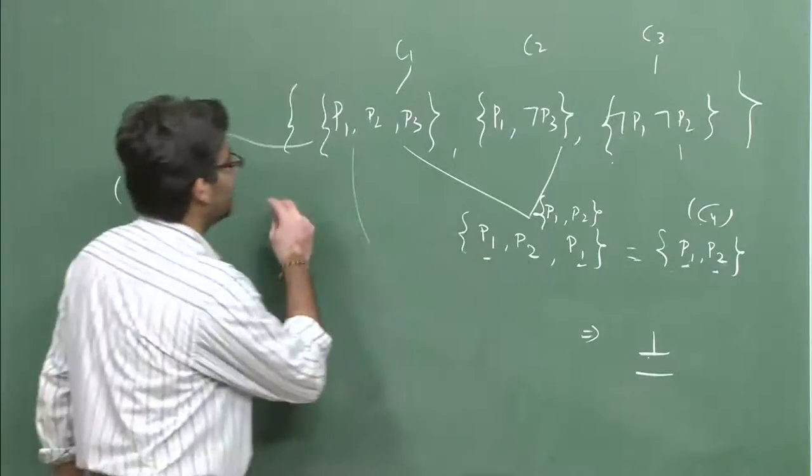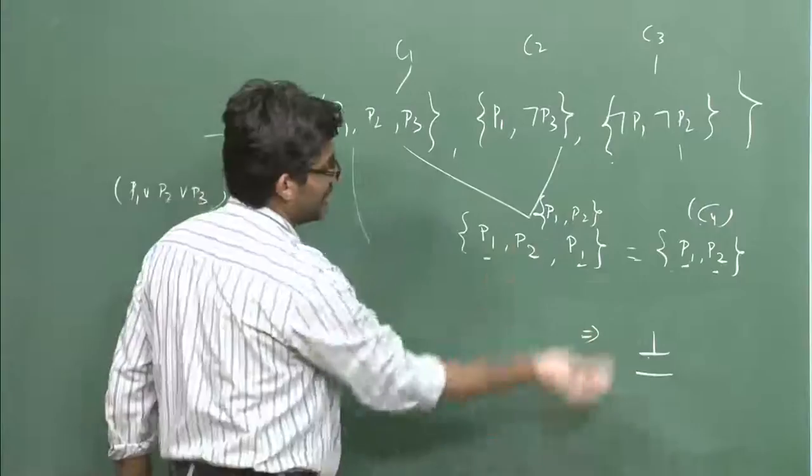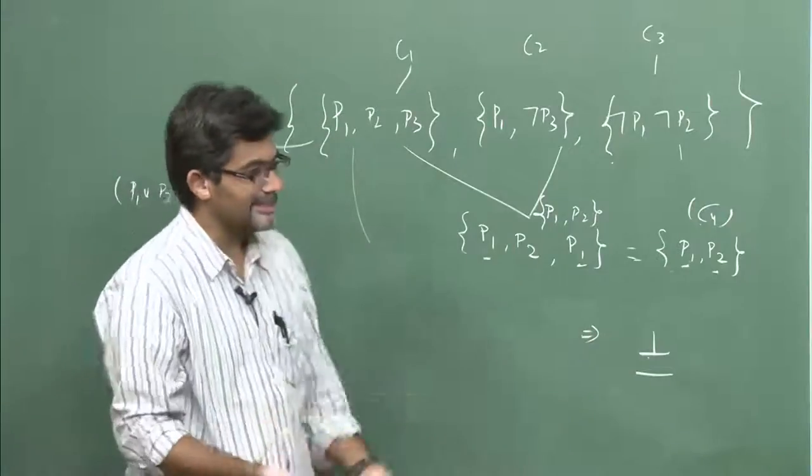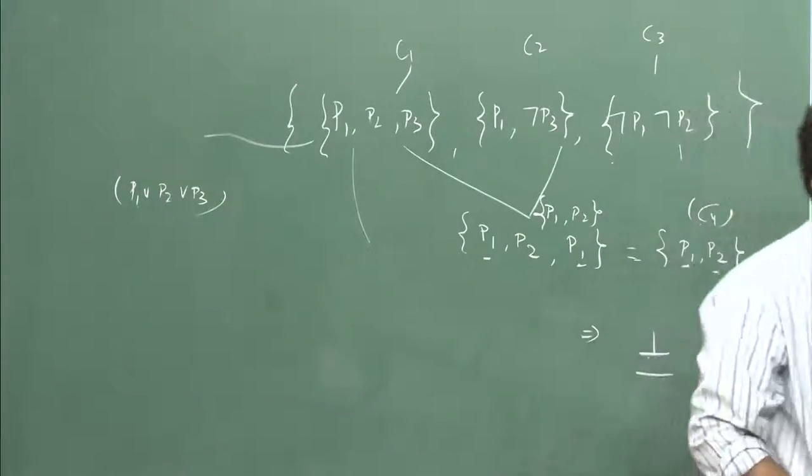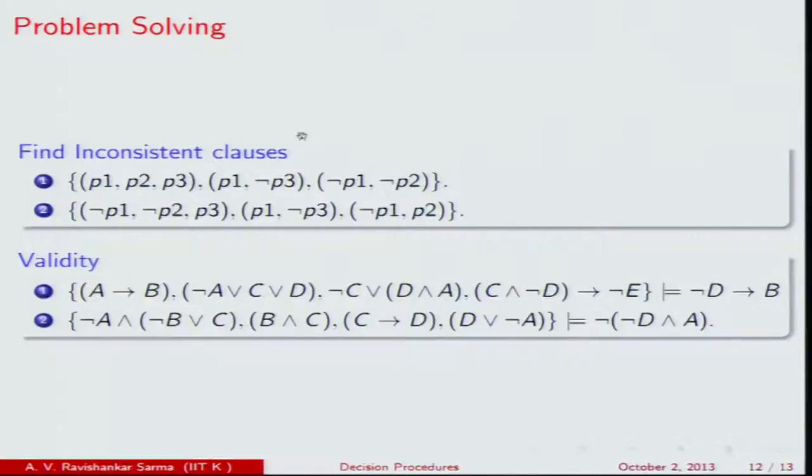That means that these three clauses are inconsistent with each other, because when resolved using the resolution principle, it led to an empty clause, that is a contradiction. So the empty clause is always false. That means there is no interpretation which makes this formula true. That means the formula is unsatisfiable.